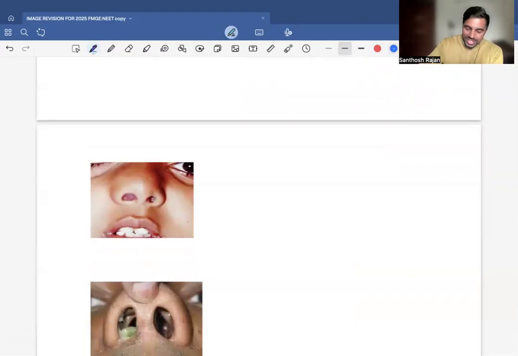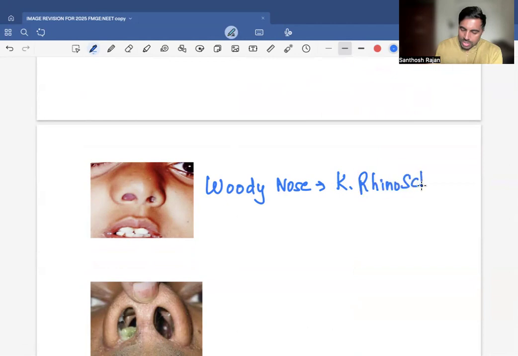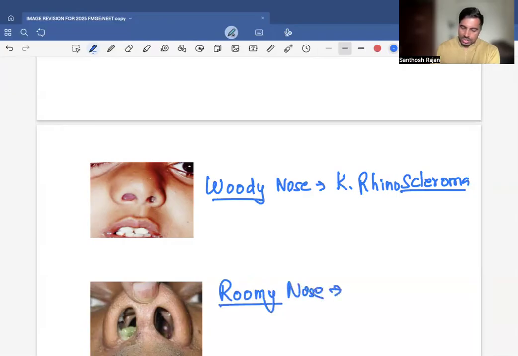These are typical noses. This is a woody nose. When I say woody nose, you know very well that is caused by Klebsiella rhinoscleroma. Scleroma means hard nose, so it is woody. Here, this is called roomy nose. A roomy nose is basically where you have a lot of space inside. This is caused by Klebsiella atrophica.